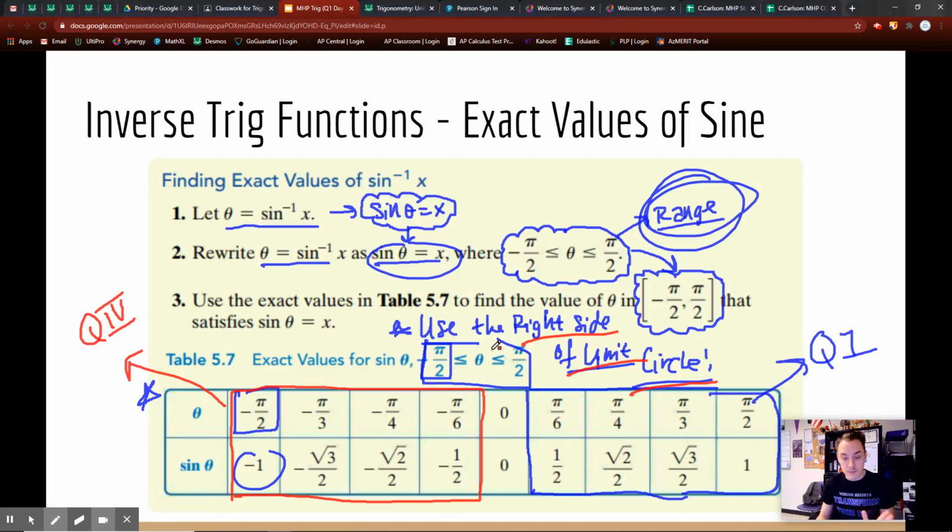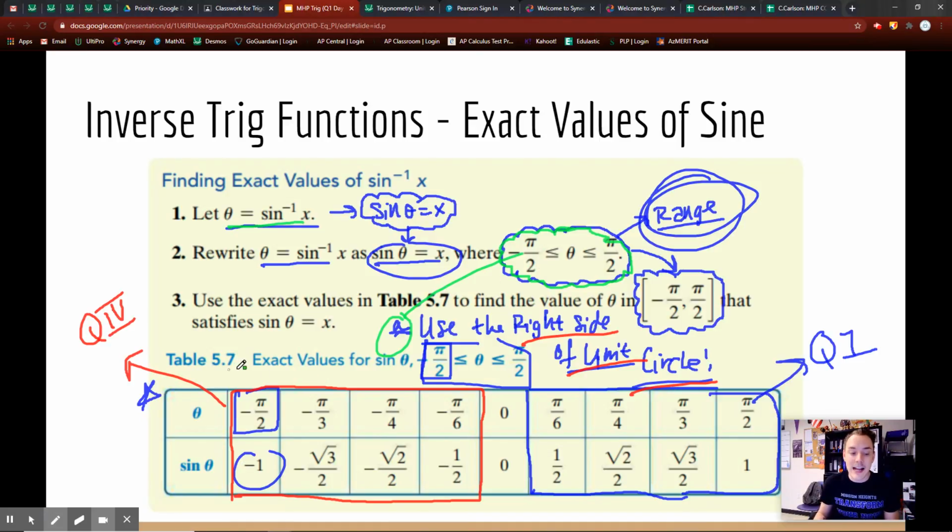Now notice, just FYI, the important parts are what I'm going to highlight in green. What should you know? A, use the right side of the unit circle when dealing with the inverse of sine. And B, this is the range. Those are probably the most important things, and you can get all this from the unit circle. Maybe the negatives confuse you a little bit, but the important things are what I'm highlighting in green. That's the key.